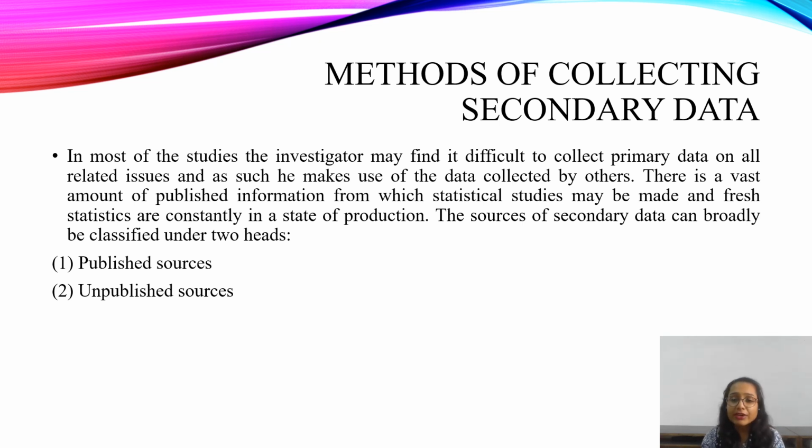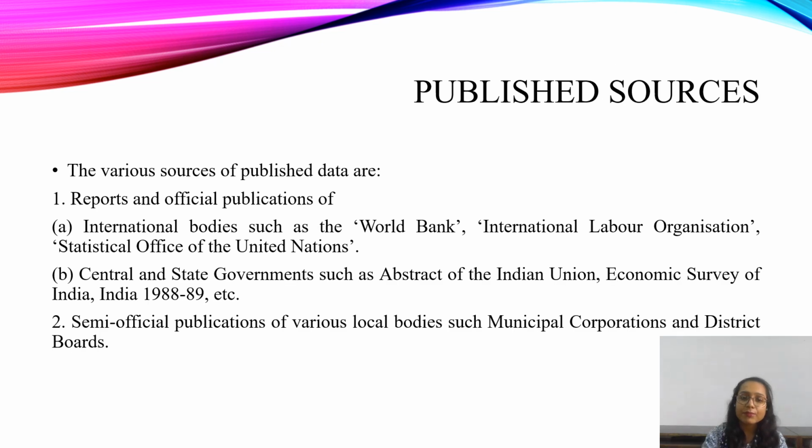The sources of secondary data can broadly be classified into two heads. First is published sources, second is unpublished sources. So, published sources. The various sources of published data are reports and official publications of international bodies such as the World Bank, International Labour Organization, Statistical Office of the United States; central and state governments, such as Abstract of the Indian Union, Economic Survey of India 1988-89, etc.; semi-official publications of various local bodies such as municipal corporations and district boards.